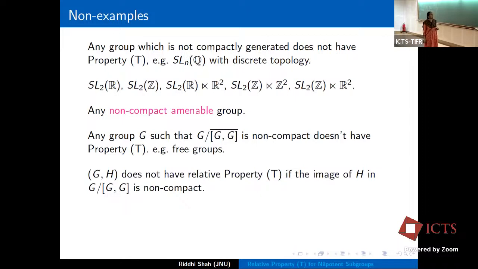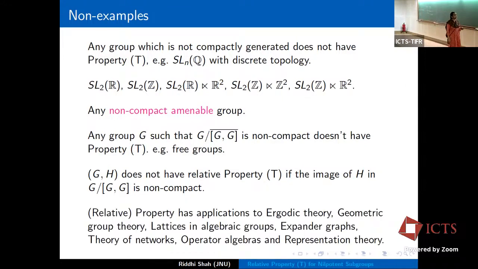So any group G such that G/closure of [G,G] is non-compact doesn't have property T, because if G had property T, its abelianization must be compact. So for example, you take the free group with two generators, right? The quotient is going to be Z^2, so it is not going to have property T. So (G,H) does not have relative property T if the image of H in its abelianization is non-compact. Okay, so if you have an abelian group with relative property T for a subgroup, then the subgroup must be compact.